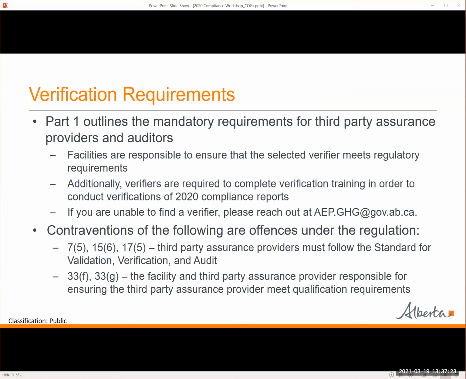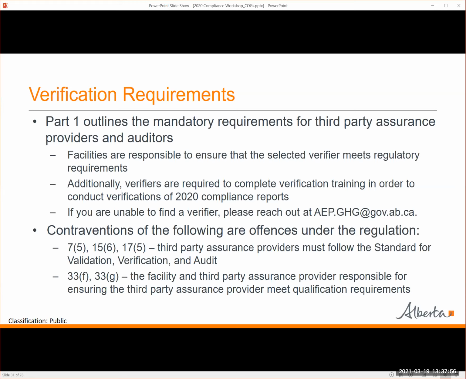So as Peter mentioned earlier, part one of the standard does outline the mandatory requirements for third-party assurance providers and auditors. Some of the key points here is that facilities do need to ensure that the verifier that's selected to conduct the verification for them does meet these regulatory requirements that are specified not only in the regulation, but in part one of the standard.